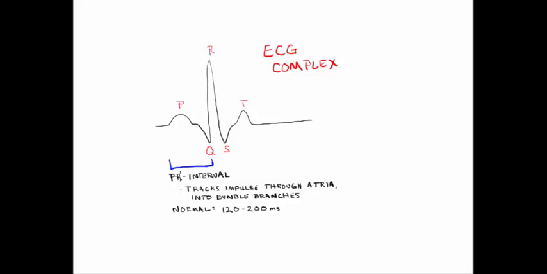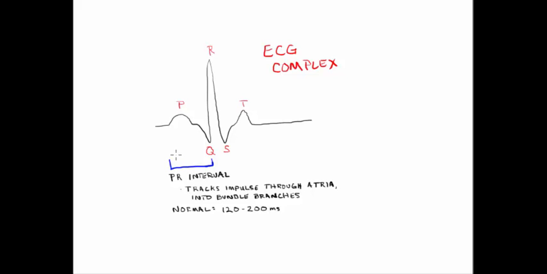Changes to your PR interval are going to indicate some kind of altered impulse formation, or potentially a conduction delay like you'd see in AV block. A PR interval shorter than 120 milliseconds means the impulse originated somewhere other than the SA node, and is associated with junctional arrhythmias and pre-excitation syndromes.